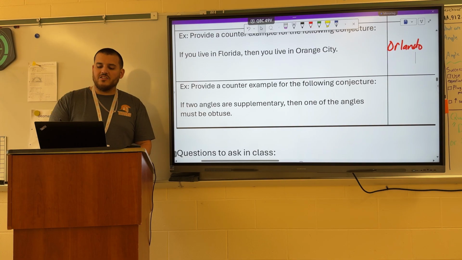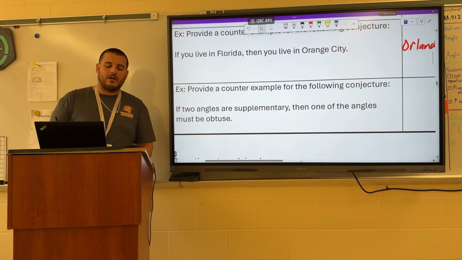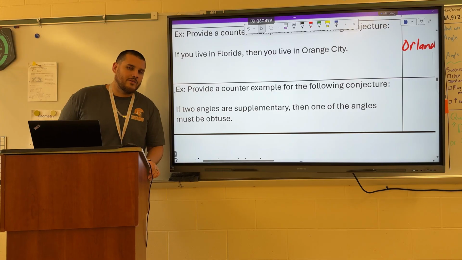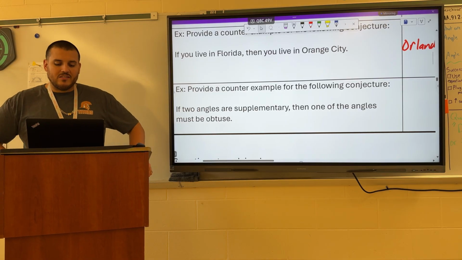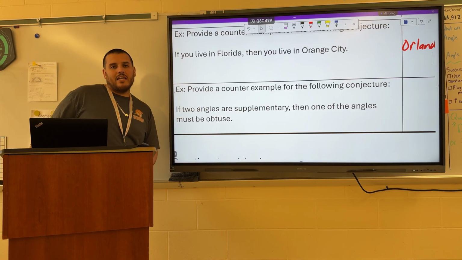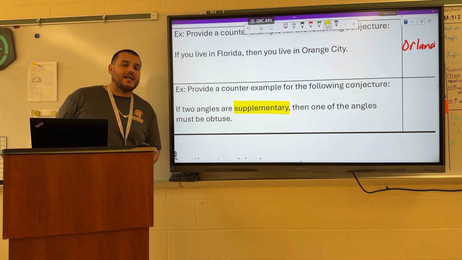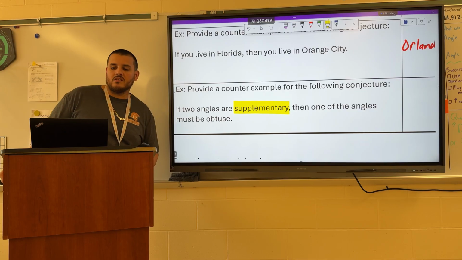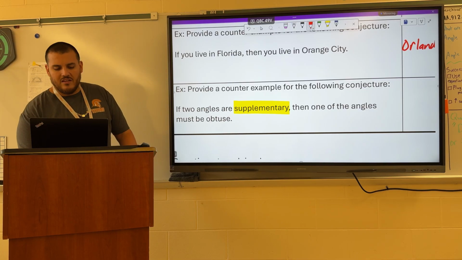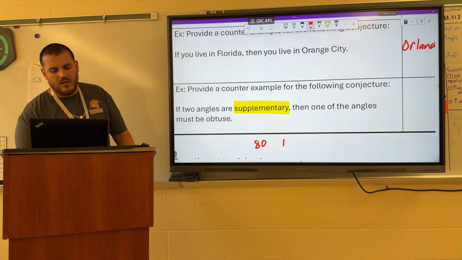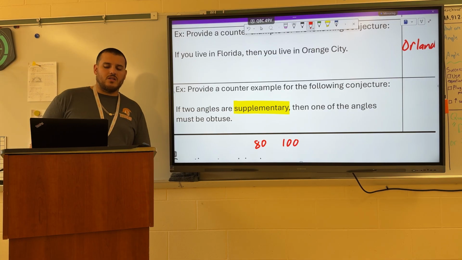I really like this conjecture because a lot of people, if they don't think about it too much, will think that this is true even though it's not. If two angles are supplementary, then one of the angles must be obtuse. Hopefully you recall supplementary angles have to add up to 180 degrees. And so a lot of people read this statement and they think, yeah, that's true, because I need like 80 and 100 to get all the way up to 180.